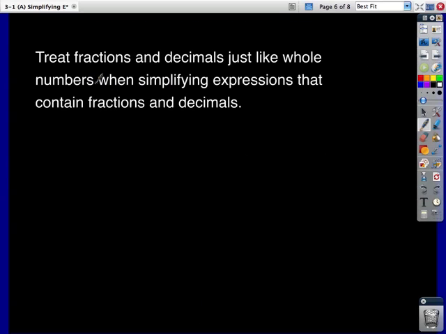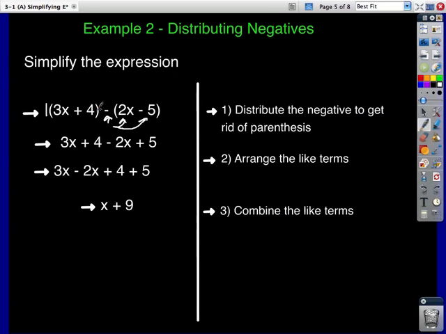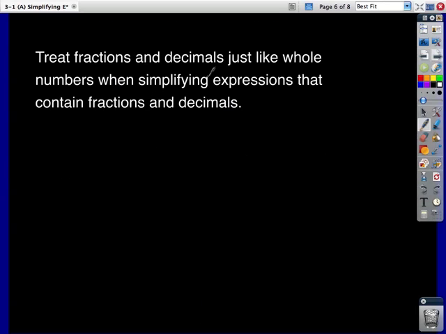If you end up with a fraction or a decimal, so like what I mean is, if this wasn't a 4, it was like 1.2, or this was like 1/2, nothing changes. Treat fractions and decimals just like whole numbers when simplifying expressions that contain fractions and decimals.